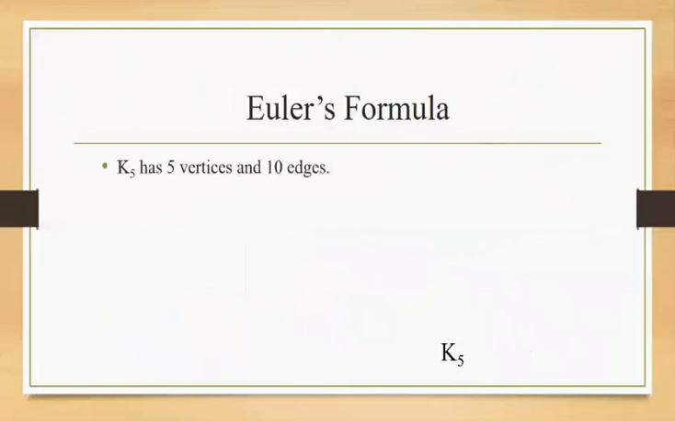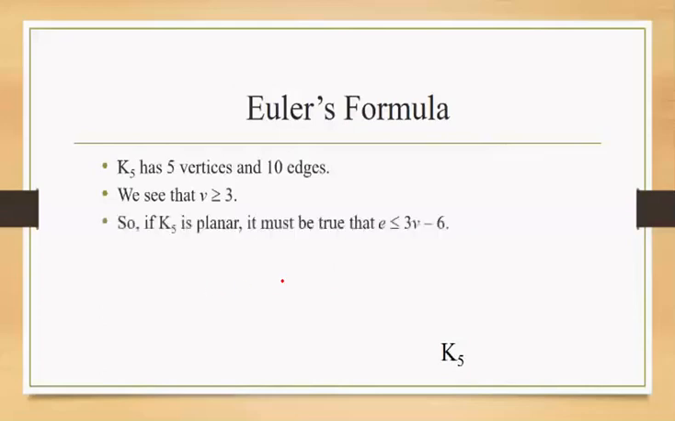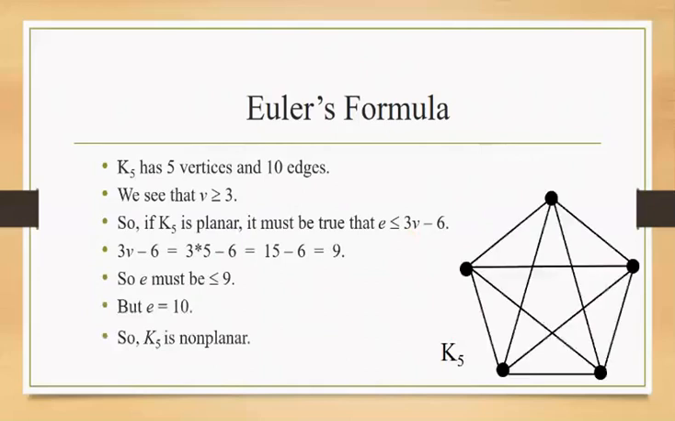K5 has 5 vertices and 10 edges. V is greater than or equal to 3. Condition satisfied. So if K5 is planar, it must be true that E is less than or equal to 3V minus 6. Now in that case, 3V minus 6 is 9 and edges E must be less than or equal to 9. It is false. So K5 is non-planar.